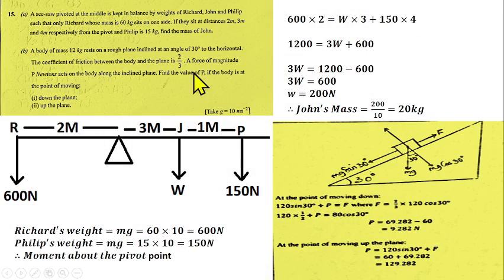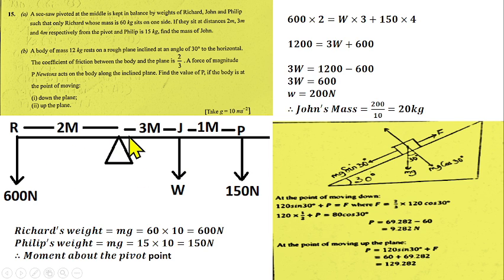So the next question we have is question number 15. It says that a seesaw pivoted at the middle is kept in balance by the weights of Richard, represented by R, John by J, and Philip by P, such that only Richard, whose mass is 60 kilograms, sits on one side. If they sit at distances of 2 meters, 3 meters, and 4 meters respectively from the pivot, and Philip is 15 kilograms, find the mass of John. So the question is from moments.